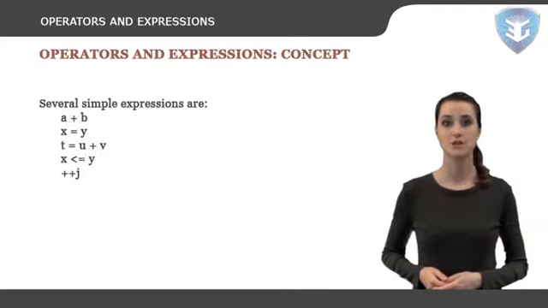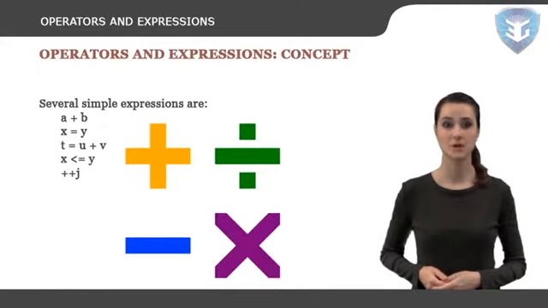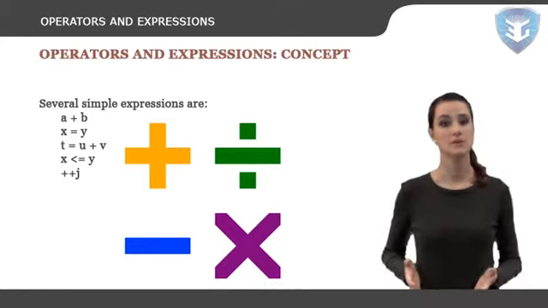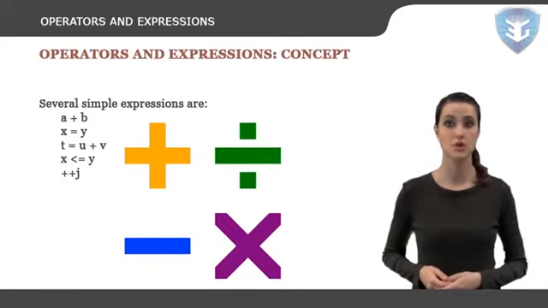The first expression, which employs the addition operator, plus, represents the sum of the values assigned to variables a and b. The second expression involves the assignment operator, equals, and causes the value represented by y to be assigned to x. In the third expression, the value of the expression u plus v is assigned to t.